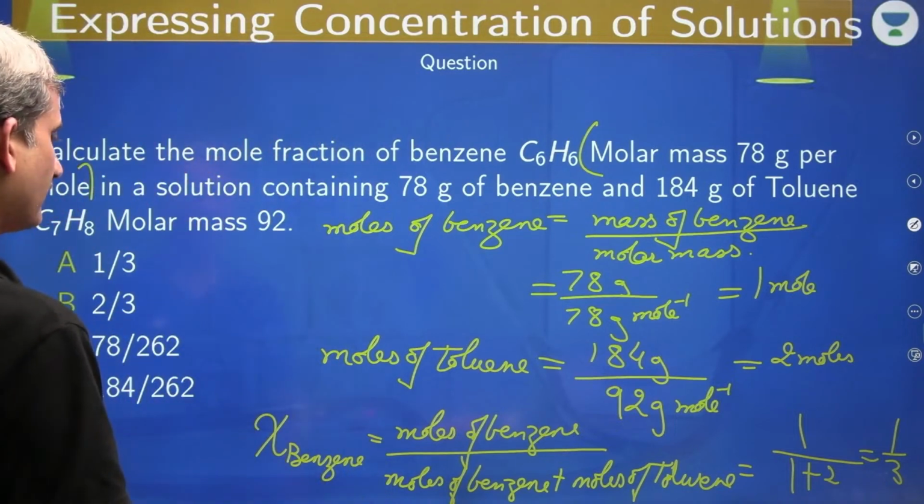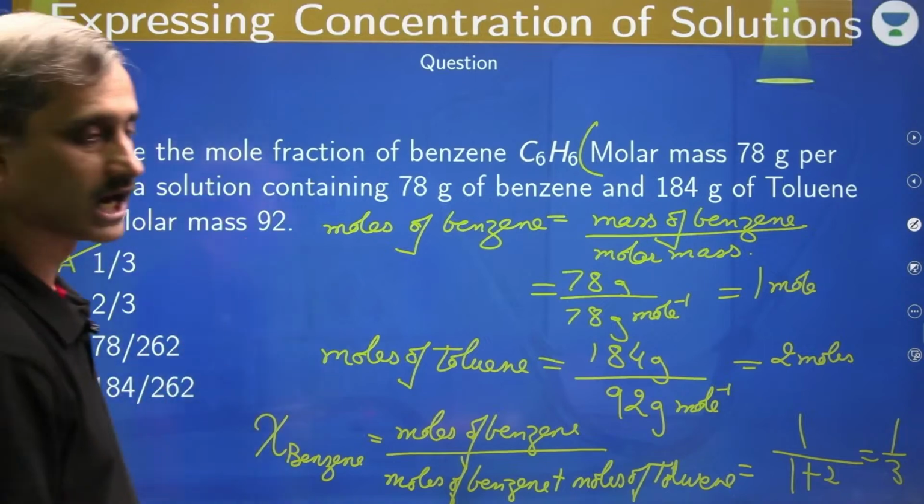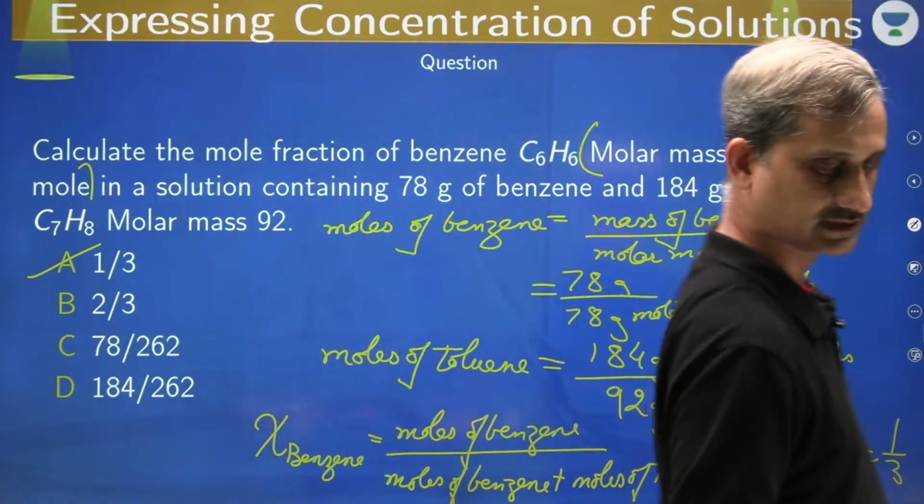So that's what we have as the answer. The answer is 1 by 3. Any kind of confusions, anybody?